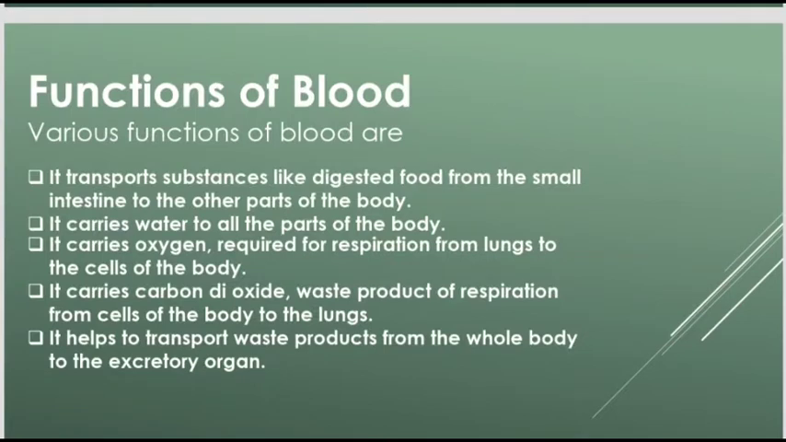Functions of blood: it transports substances like digested food from the small intestine to the other parts of the body. It carries water to all the parts of the body. It carries oxygen required for respiration from lungs to the cells of the body. It carries carbon dioxide, a waste product of respiration, from cells of the body to the lungs. It helps to transport waste products from the body to the excretory organ.